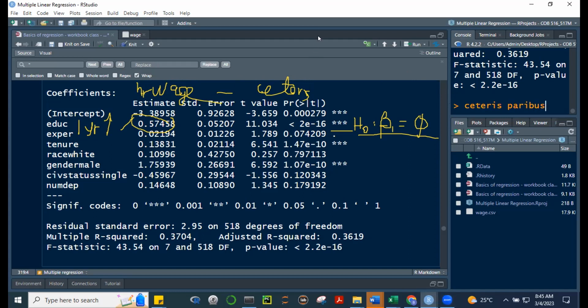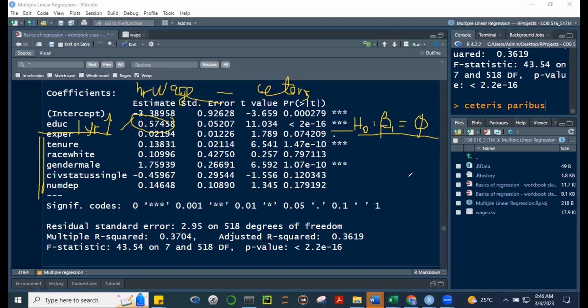What does that mean? Yung ceteris paribus, it means, class, that all things being the same. Ibig sabihin, we only increase education by 1 year. Experience, tenure, and the other variables will not be changed. We will not increase them. So that's what we mean by all things being the same. It's only education that we're going to increase, and the marginal effect of education on hourly wage is 0.57. So hourly wage will increase by $0.57 if we increase education by 1 year.